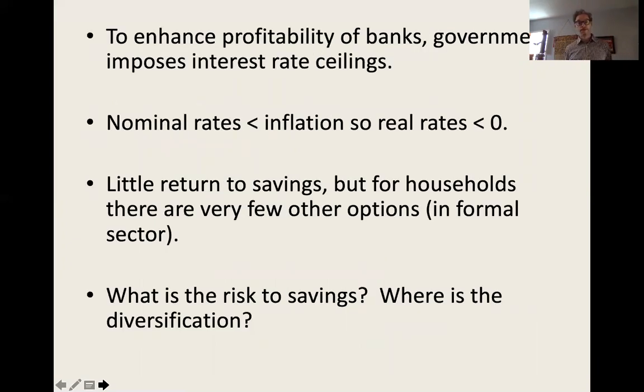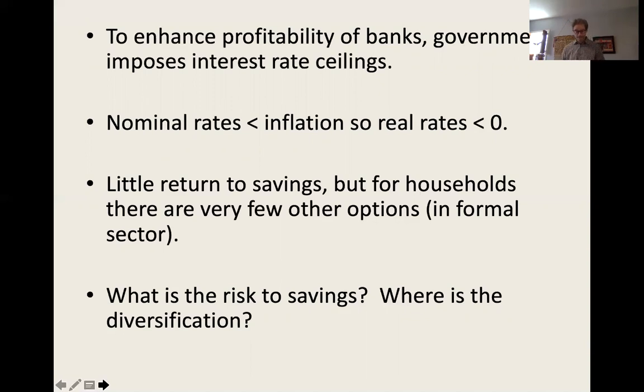And then, as I mentioned before, to keep banks profitable, given they have to hold all these required reserves that don't make any money, and all these government bonds that don't really make much money, the government imposes interest rate ceilings. However, these interest rate ceilings are less than inflation, so real interest rates are really negative. This helps banks. It's one of the things that makes Chinese banks profitable, but it provides very little returns to households.